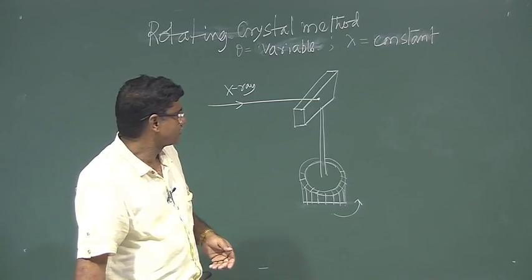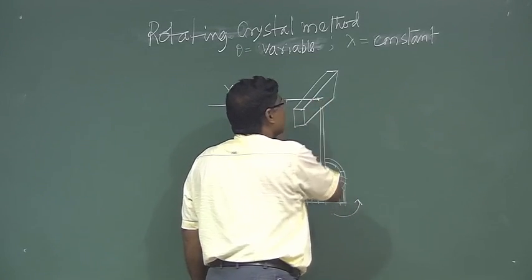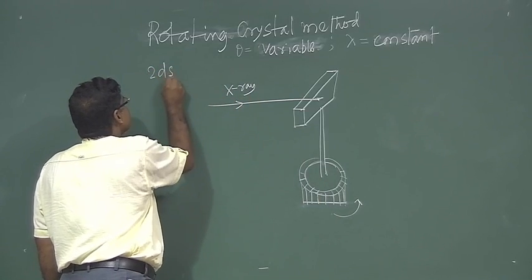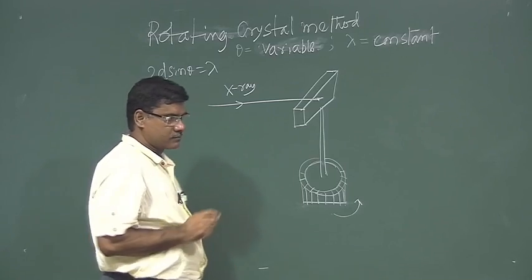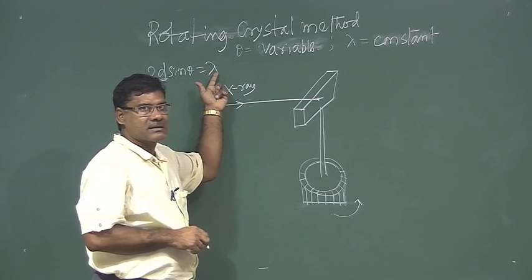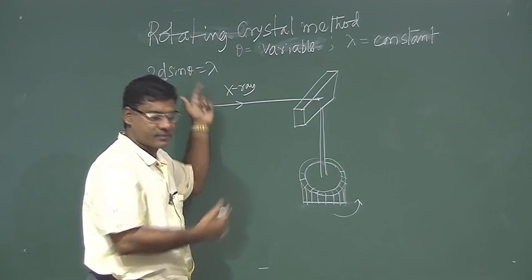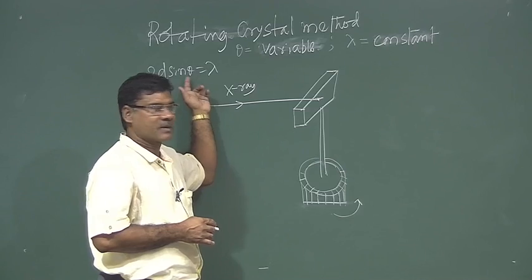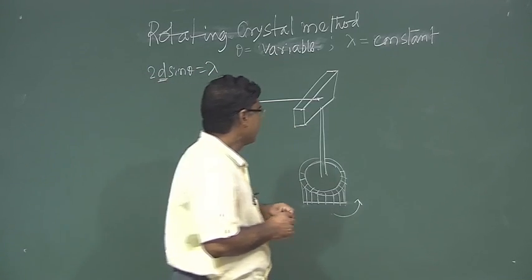What will happen? It will be diffracted following 2d sin theta equals lambda, with particular planes having lattice spacing d, and lambda constant. So the ray from this plane will be reflected or diffracted at a particular angle. Since it is rotating, the angle is changing, and at a particular angle it will satisfy this condition.